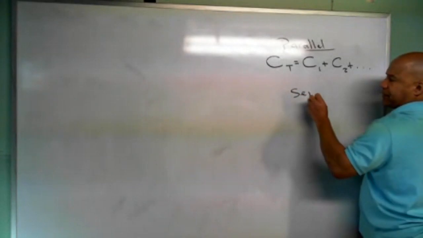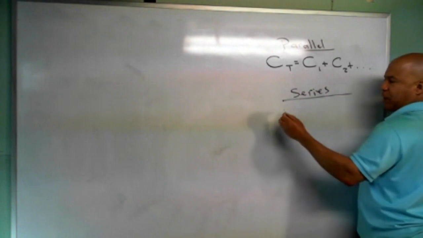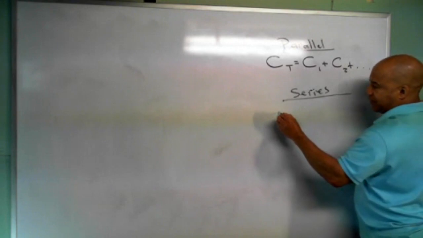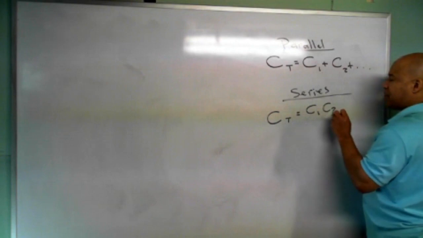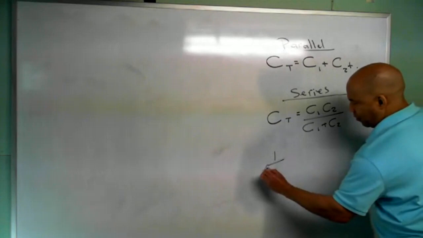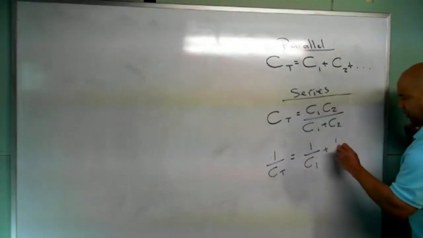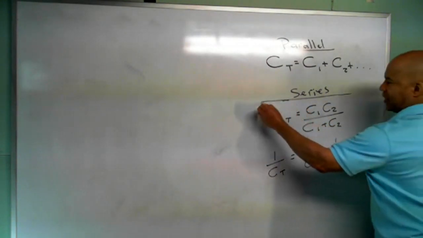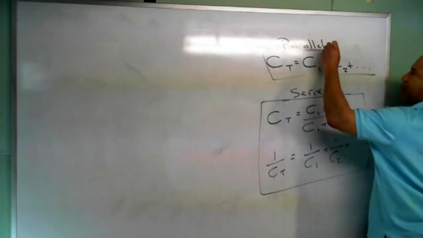If they're in series, we use parallel resistor equations. Basically, we just change the R's to C's. So if they're in series, CT, if there's two of them, will be C1 times C2 over C1 plus C2. We can use 1 over CT equals 1 over C1 plus 1 over C2, and they'll keep adding up like that. So we looked at this for series, and then this for parallel.